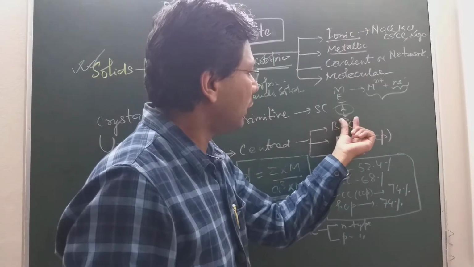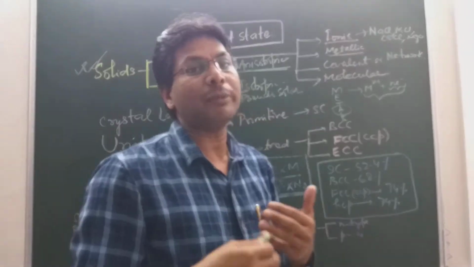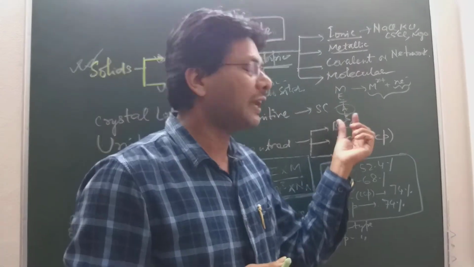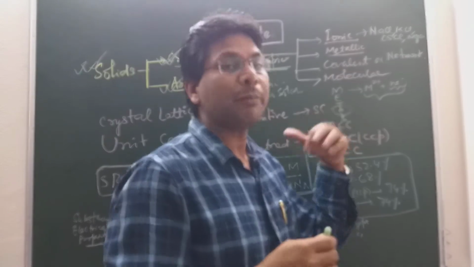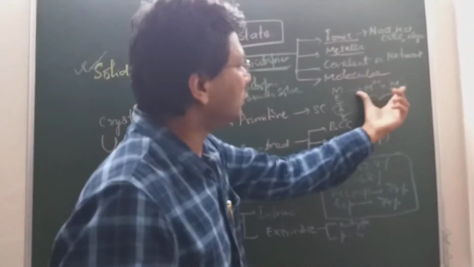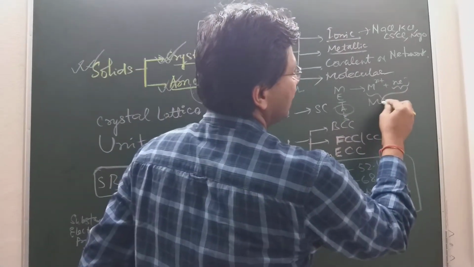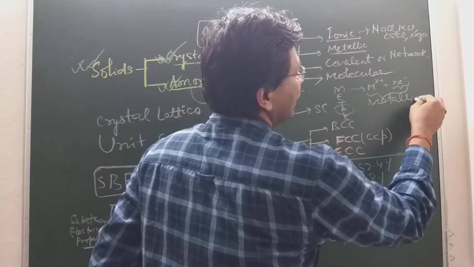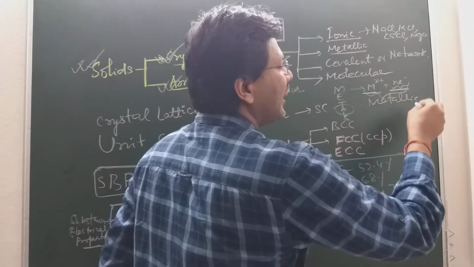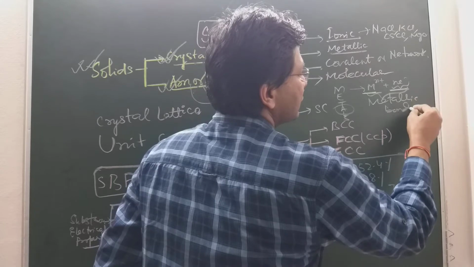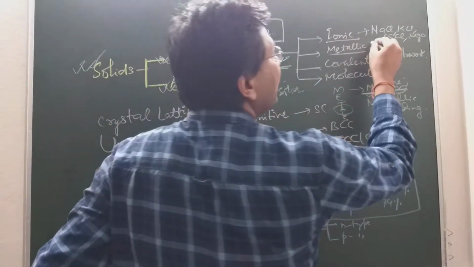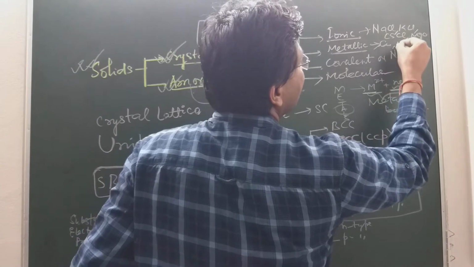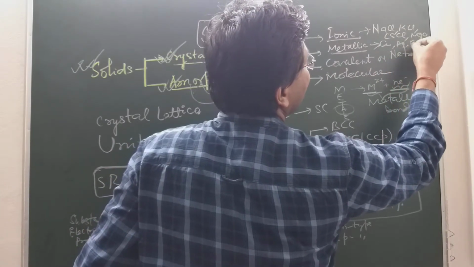Luster and sonorous: metals have a shining surface. They are used as bells, so they produce sound when hit. This is metallic bonding: the positively charged kernel and electrons are held by metallic bonding. Some examples of metallic solids are copper, silver, iron, magnesium.